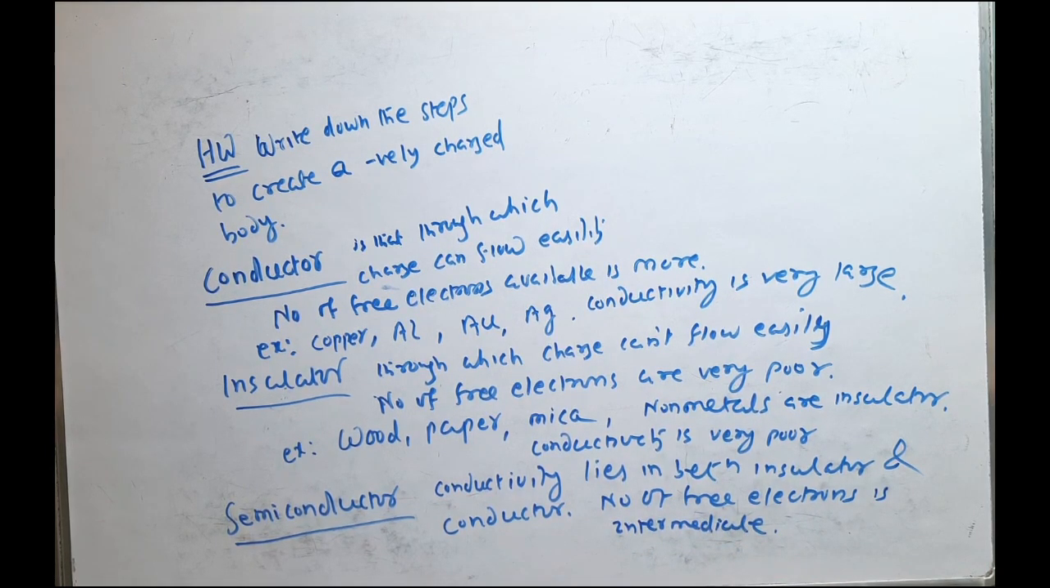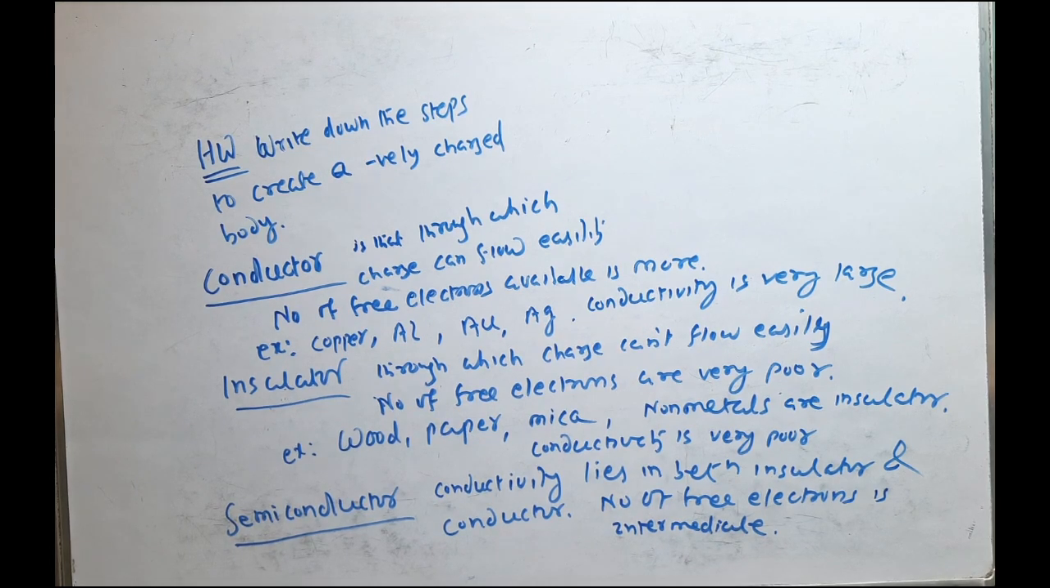So this is about the first class of electrostatics. I discussed what is charge, how charge is produced, what is the characteristic of the charge, and the types of material like conductor, insulator, semiconductor. So next class we will start Coulomb's law with some examples and some exercise problems.